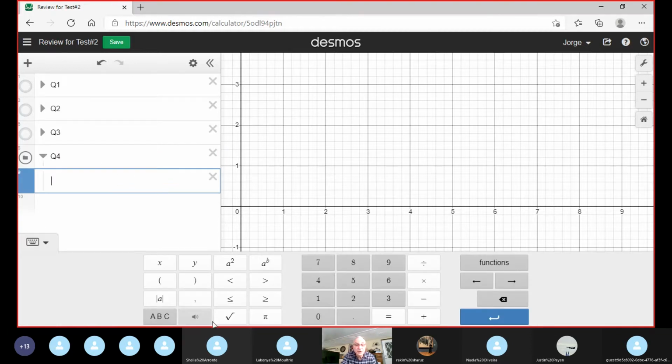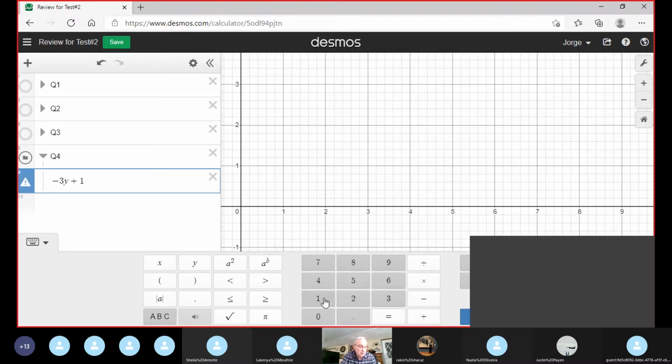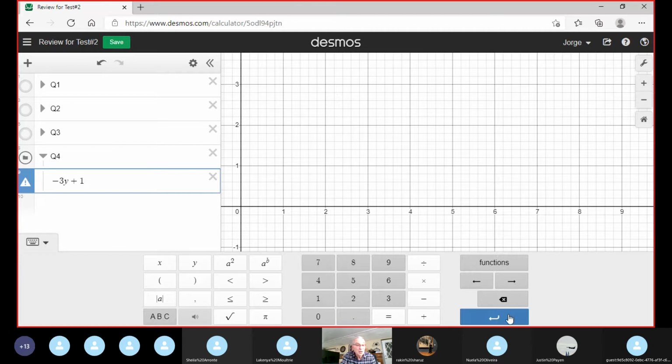Okay, now I try. There is minus 3y plus 1 greater than 10. Yeah, I am Cuban. Havana, Cuba. Greater than 10. Cuba is too complicated now.